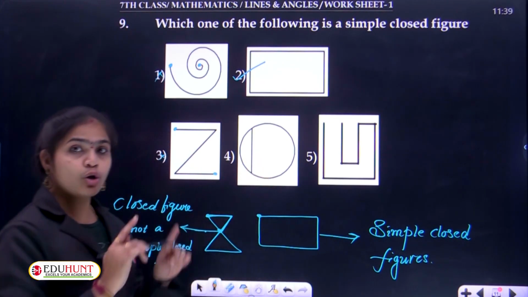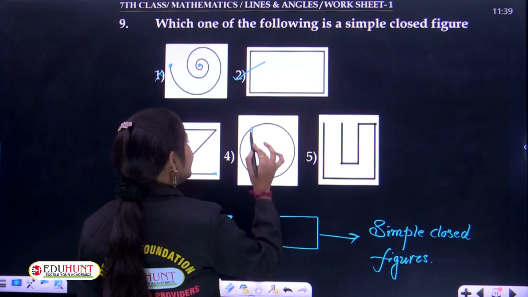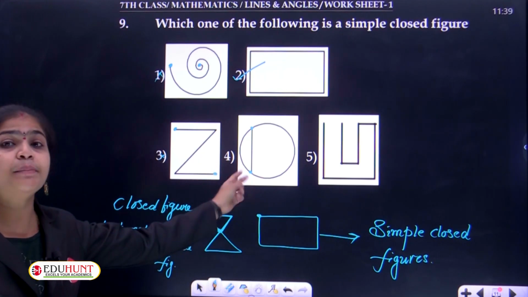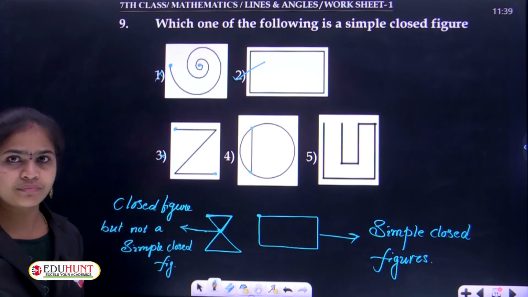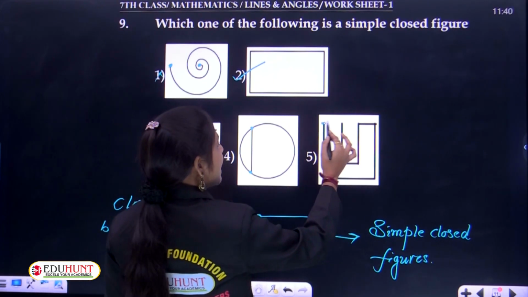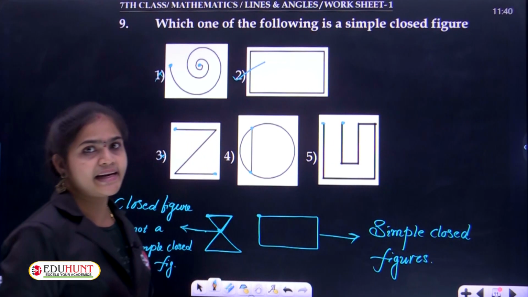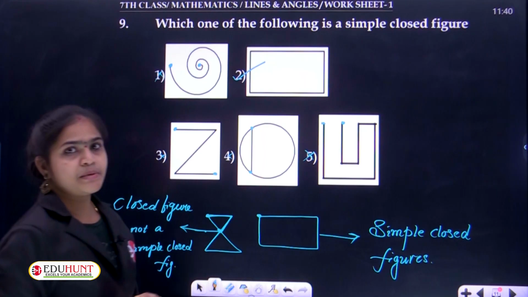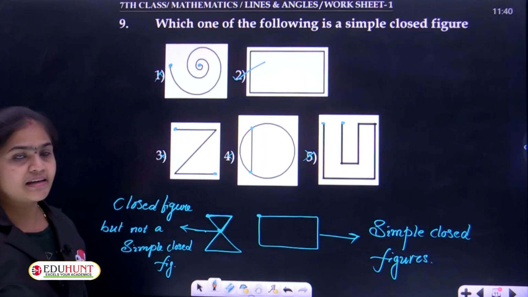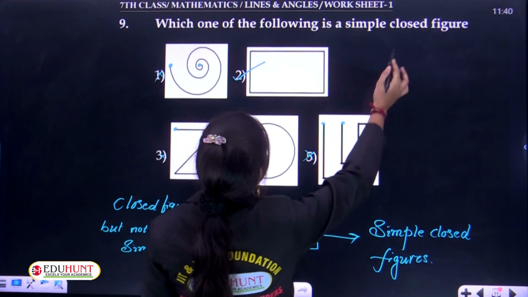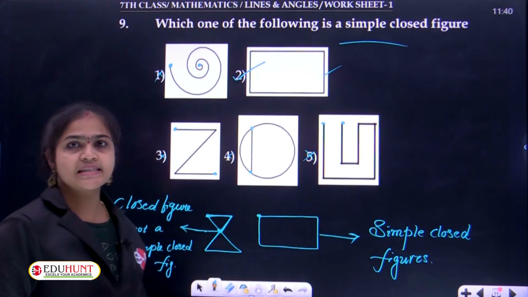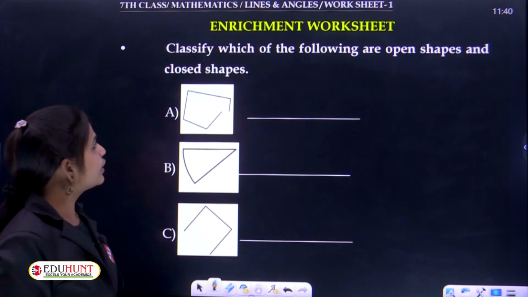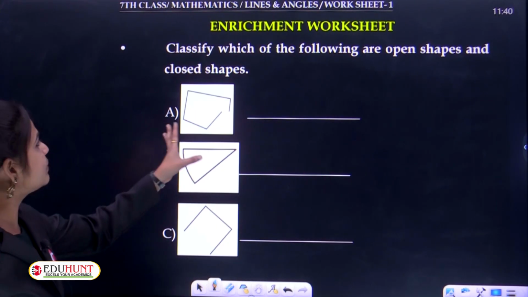And come to this one. This is a closed figure, but here 2 intersecting points are there. That's why this is a closed figure, but not a simple closed curve. And come to this one. Here also we have 2 different points, starting point and ending point. That's why this is also an open figure. Except the second one, the remaining are all open figures. As per this, this is a simple closed figure. Which option is correct, ma? The second one is correct. Along with this worksheet, we have an enrichment worksheet, just to identify which figure is closed and which figure is open.